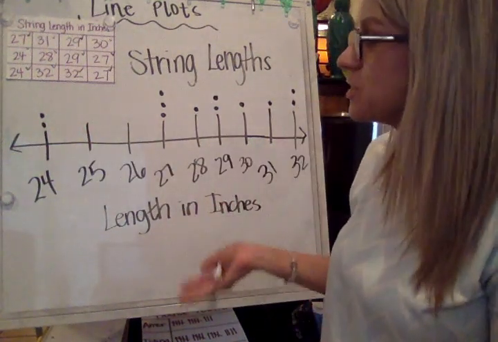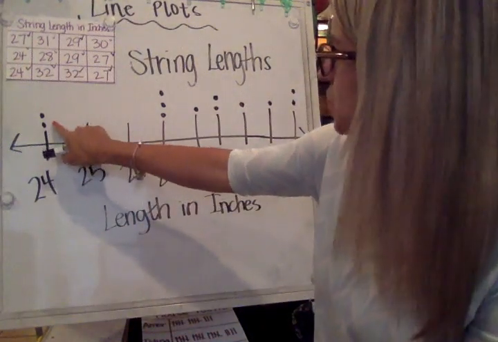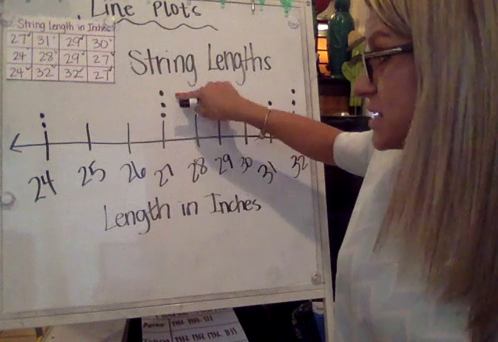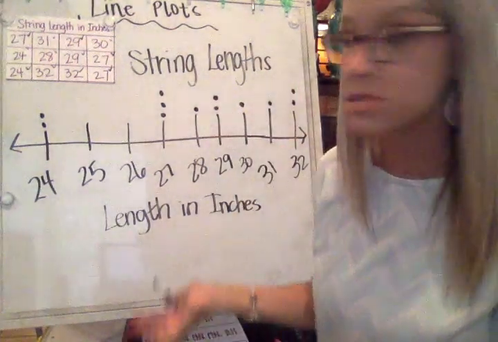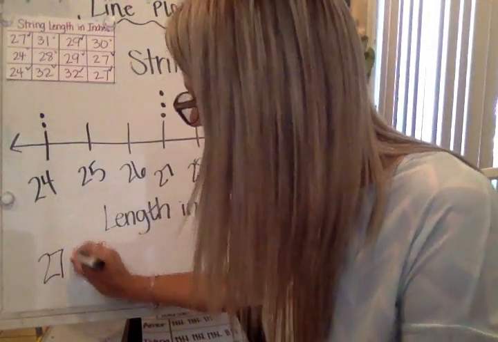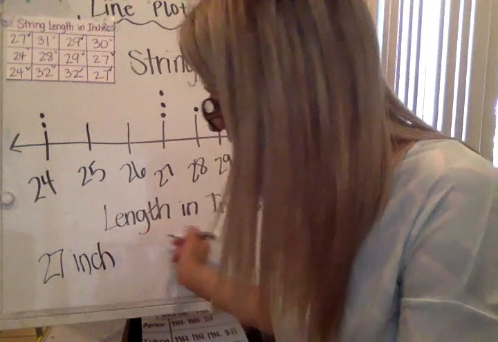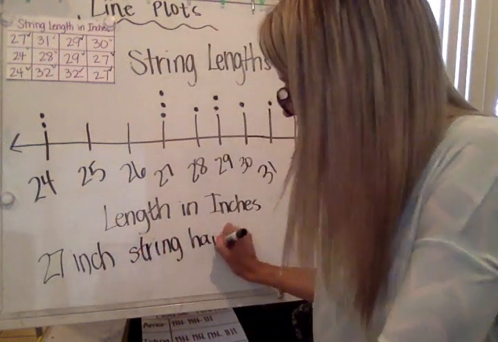Which of the string lengths happens the most? So that would be, this one only has 2. This number 27 inches has 3. That one happens the most often. So I could look at this data and say 27-inch string happens the most.